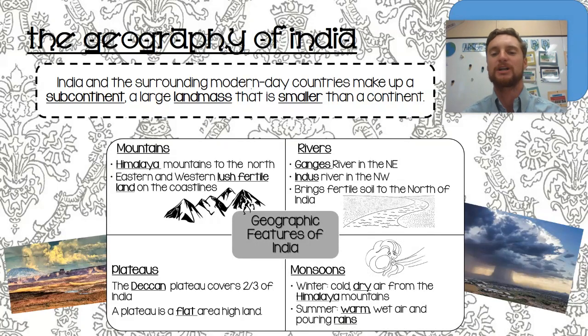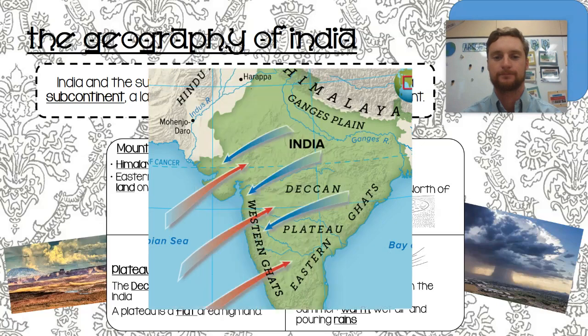Now there's also monsoons in India. Now monsoons are not rain. In winter, monsoons are cold, dry air from the Himalayan mountains. But in summertime, they're warm, wet air and pouring rain. So they're different, and they're not rain. Monsoons are wind. You can see the wind patterns right there. The cold, dry air coming from the Himalayan mountains, and then you have that warm, wet air coming in the summertime.